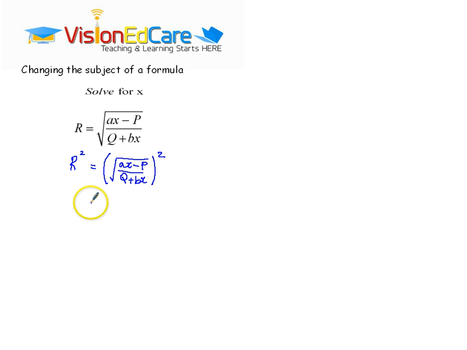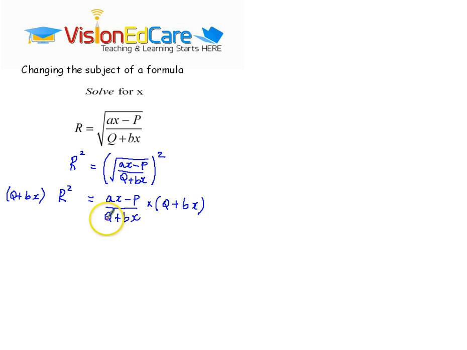So here we square both sides of the equation, which gives us r squared, and when we squared the right hand side we just get (ax minus p) over (q plus bx). Let us get rid of the fraction by multiplying both sides by the denominator q plus bx. So we multiply both sides.